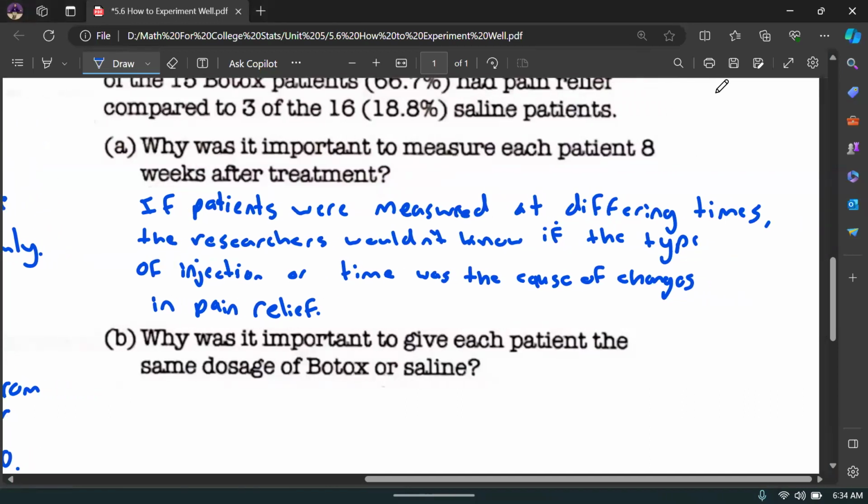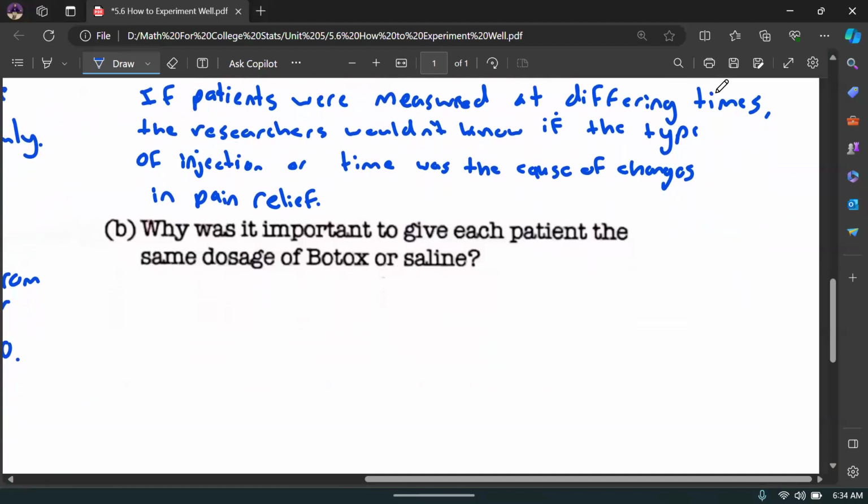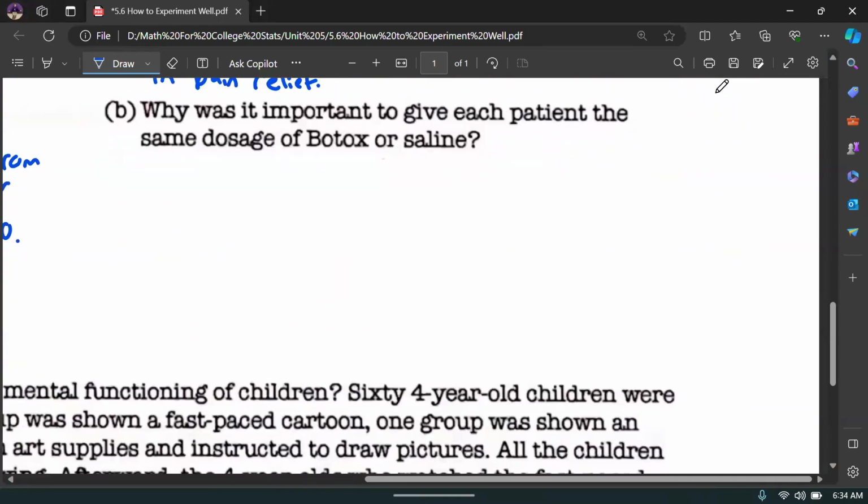So you guys, if you want to pause the screen and copy it, you can. Question B says, why was it important to give each patient the same dosage of Botox or saline? Of course, if you give some more and some less, then those who got more might be more likely to heal than those who got less. So then it's the amount that you're giving that you're measuring. But we don't want to measure if more is better or less is better. We just want to measure if Botox itself works better than saline.